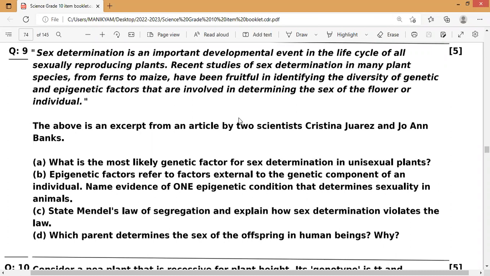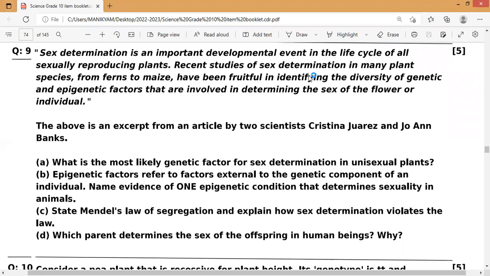So now, what is the most likely genetic factor for sex determination in unisexual plants? Anybody? Whether it is unisexual plants or you can take even humans or whatever it is, what is the one which will determine the sex? Everybody? Yes, please. Suppose we take humans also.